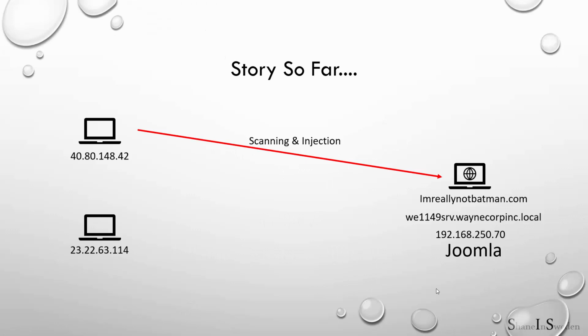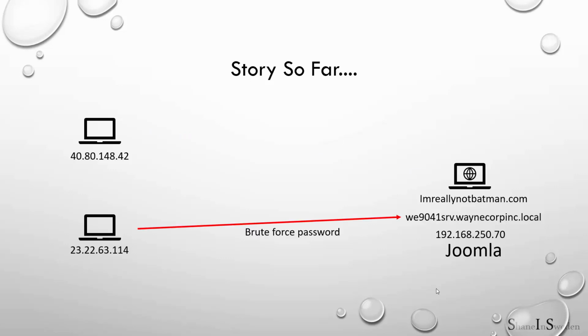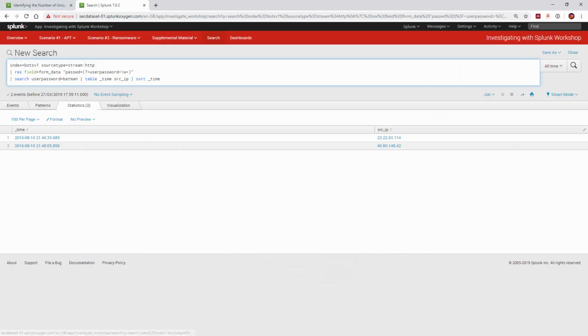If we look at the story so far, we know that there are two external IP addresses that seem to be engaged in suspicious activities. There seemed to be a lot of focus on the Joomla content management system on our web server. We saw scanning and different sorts of injection attacks. Then from another server, we saw an attempt to brute force the password for the admin account, which we think succeeded. And once this server had obtained the correct password, Batman, we could see that the same password had been used by our other server. So the question is, what happens next? Well, let's get back to Splunk and see if we can find out.